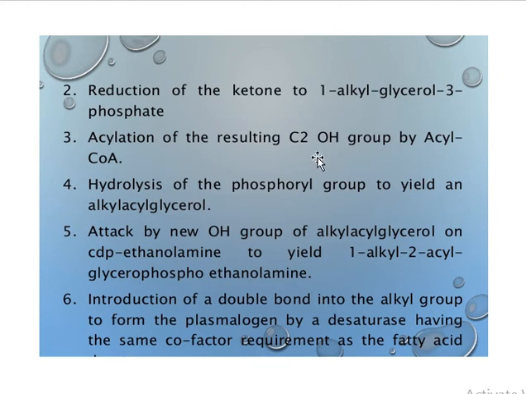Second carbon of glycerol with a fatty acid. So it becomes the 1-alkyl 2-acyl glycerol 3-phosphate. Then the phosphoryl group present at the third carbon of this glycerol is hydrolyzed to give rise to the 1-alkyl 2-acyl glycerol. Then this alkyl acyl glycerol reacts with CDP ethanolamine to form the 1-alkyl 2-acyl glycerol 3-phosphoethanolamine.